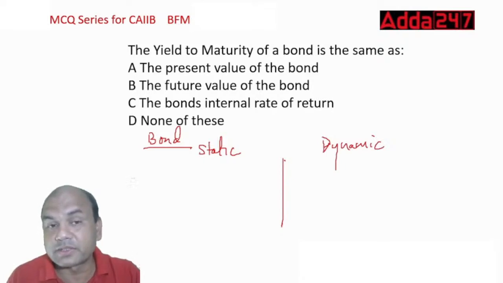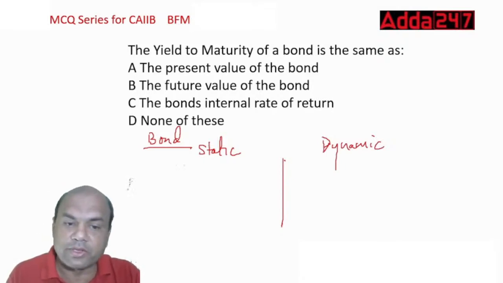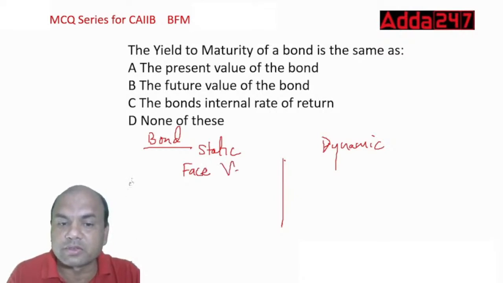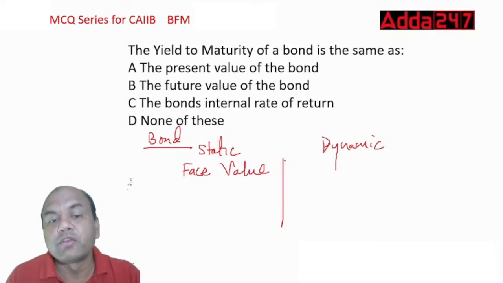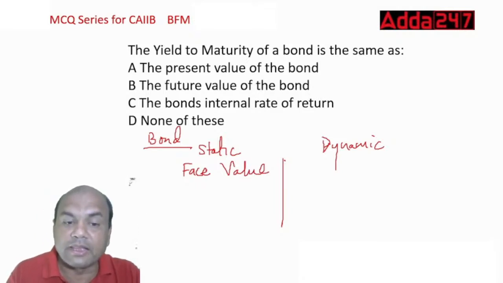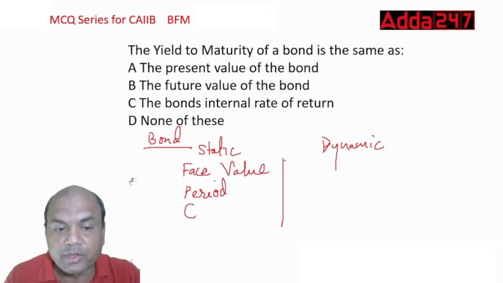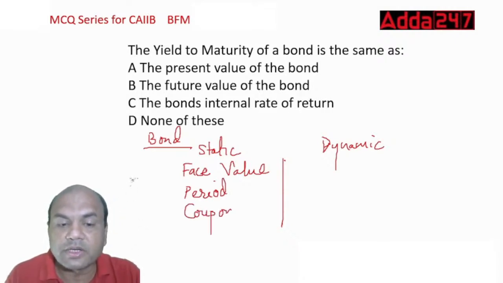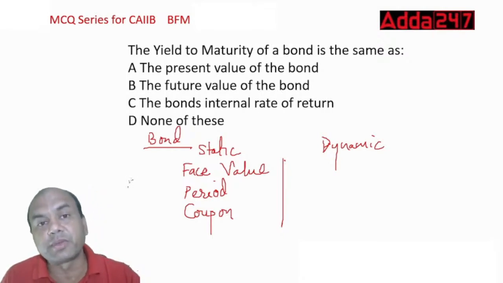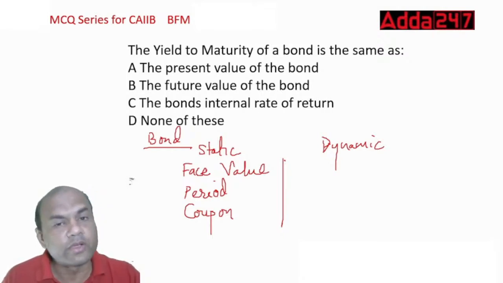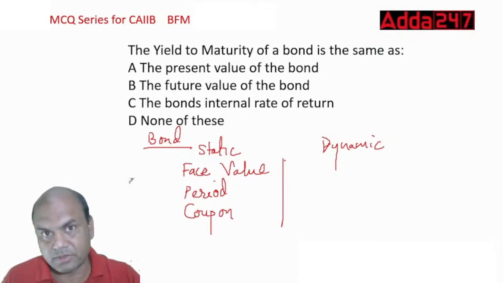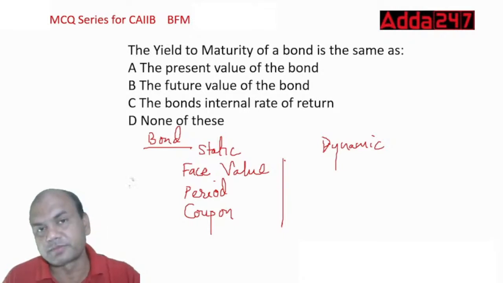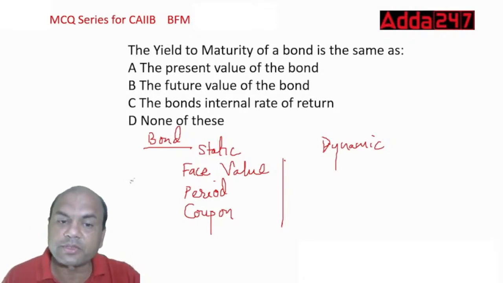Now which ones are the static ones? Remember this: face value, which is also called par value. Some books call this par value, face value. Then second is period, N. And third one is coupon. What is coupon? Coupon is a fixed interest which I'll be paying on that bond. If you compare this with an FD, the rate of interest which your bank gives is known as coupon. So these three are static.